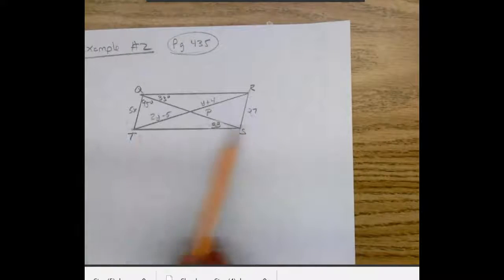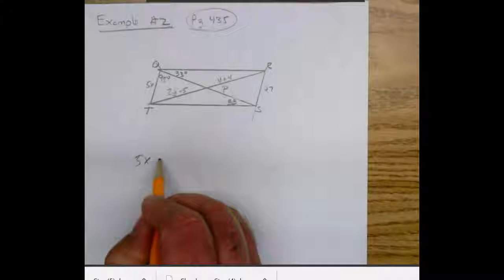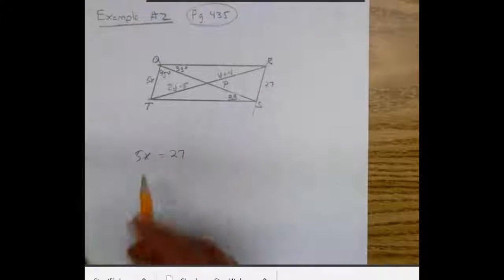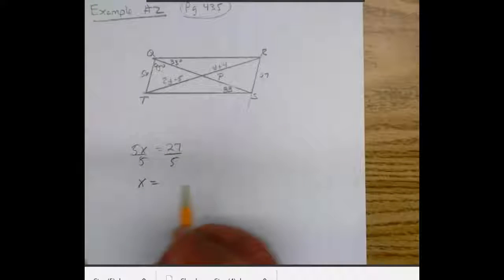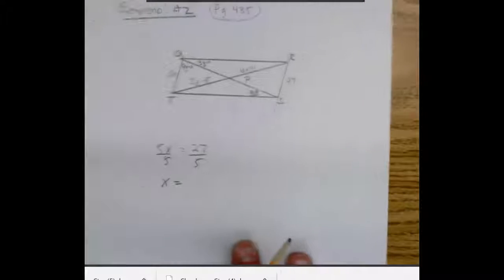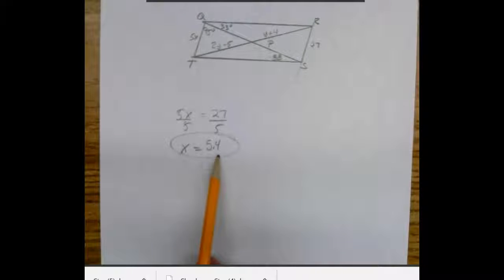So there's a couple things we could do here. We could say, if these two sides are equal, we could then say 5x equals 27. Okay? And then we could divide by 5. And then we could get x equals 27 divided by 5. And then if I use my calculator, we'd find out x is 5.4.